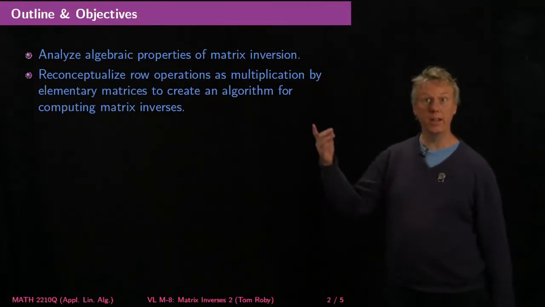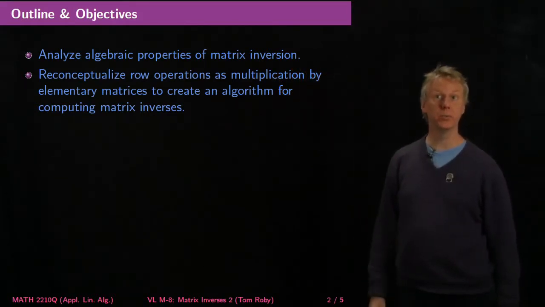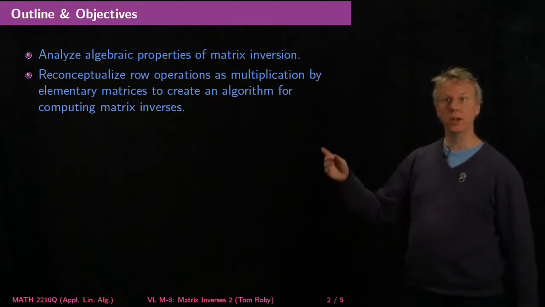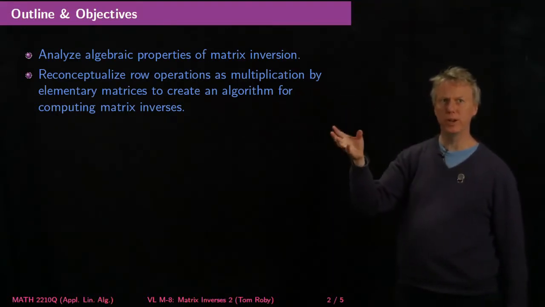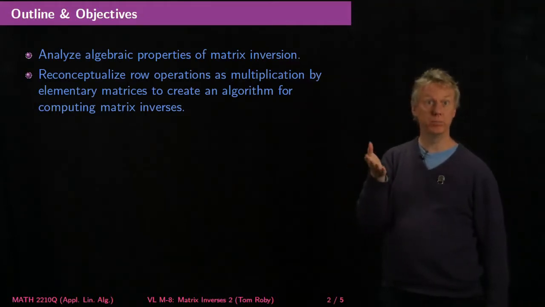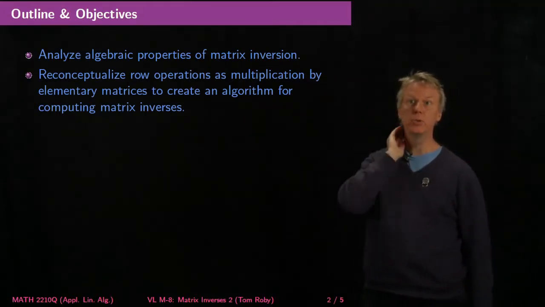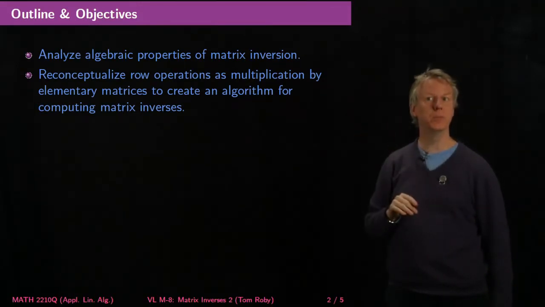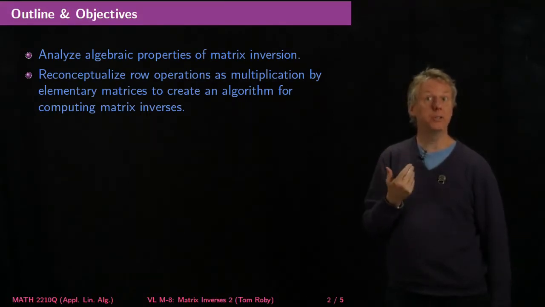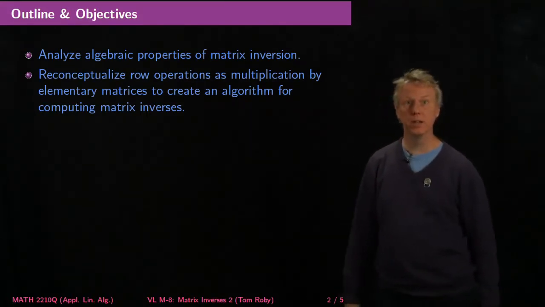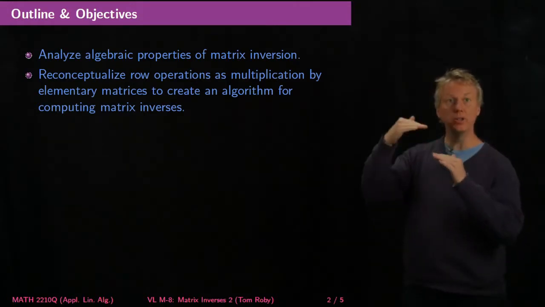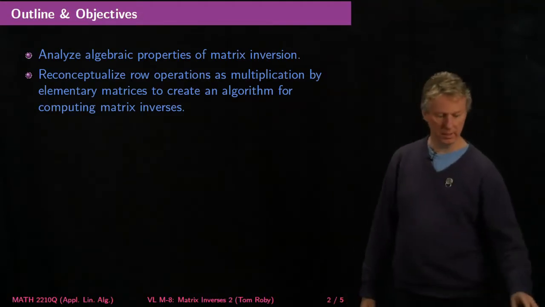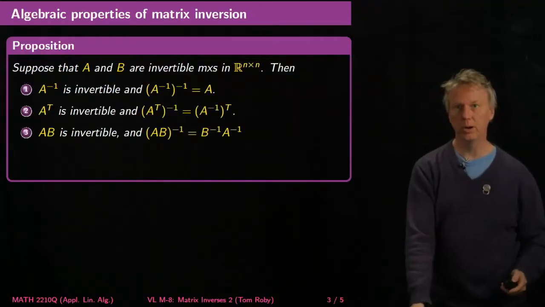We want to first analyze some algebraic properties of matrix inversion that will help us understand row reduction in a new way. Once we have those properties, which are very easy to show just from algebraic pushing around of symbols, we'll reconceptualize row operations as multiplication by a sequence of elementary matrices. And once we've done that, that'll allow us to create an algorithm for computing matrix inverses. So it really shows the power of taking a more algebraic approach even to something that's really a very algorithmic process. And that's something that you might find useful somewhere else as well.